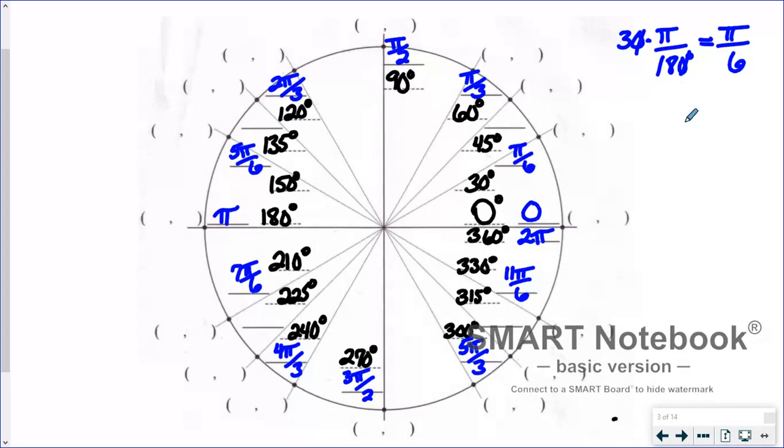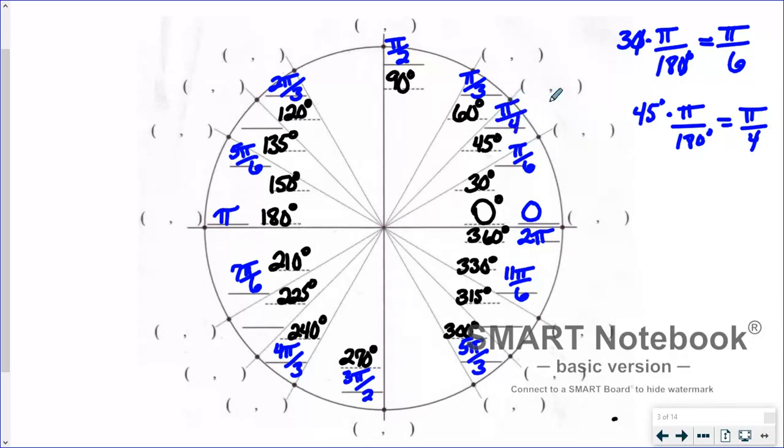Absolutely. Okay, so now the first piece we're missing here is 45 degrees. Well, let's go ahead and do 45 degrees times pi over 180. All right. Well, 45 goes into both of these. 45 goes into 45 once. 45 goes into 180 4 times. So this is simply pi over 4.